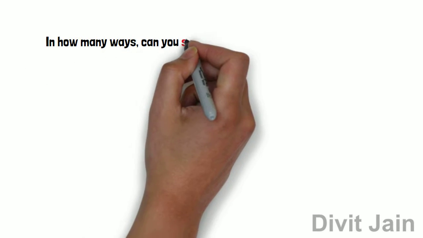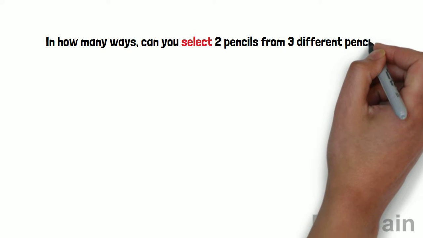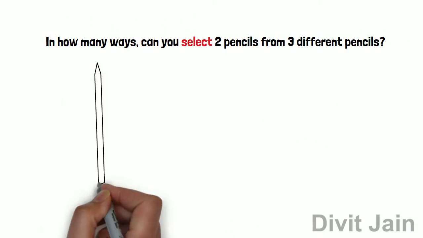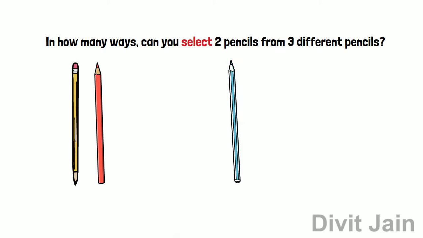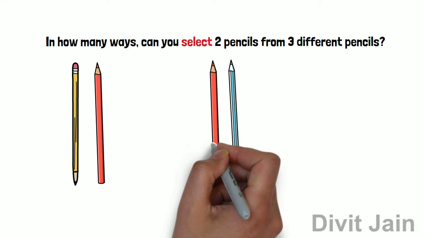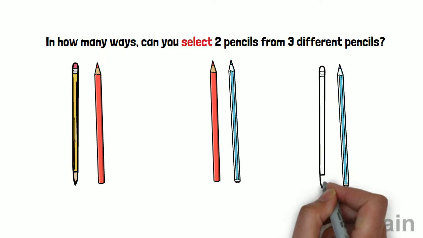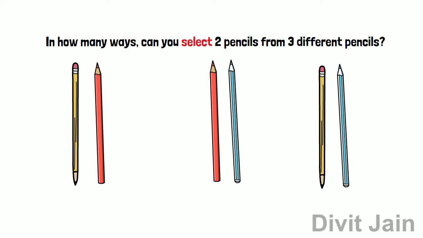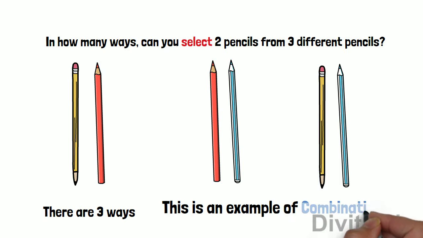Now let's take a different example. In how many ways can you select 2 pencils from 3 different pencils? And the pencil colors are the same: yellow, red and blue. Since we have to select the pencils, the answer will be yellow, red; red, blue; and yellow, blue. There are 3 ways. This is an example of combination.